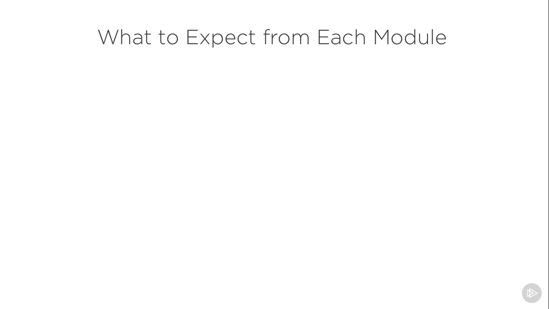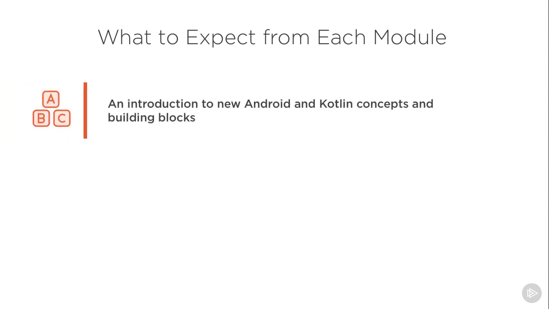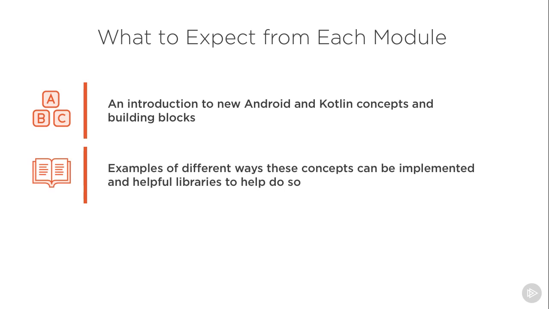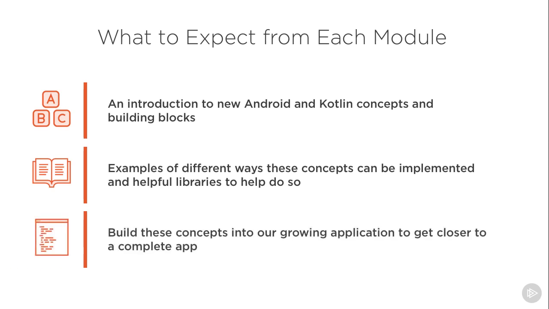So with each of these modules that come together to complete the entire course, you can expect to be introduced to new Android and Kotlin concepts and building blocks that you may or may not be familiar with. We'll then look at examples of how these concepts are implemented and different ways developers have approached these problems, along with helpful libraries from Google, JetBrains, and other third parties to help solve these problems even more easily. Finally, we'll move back to our project and implement these concepts using some of the approaches mentioned before. These ultimately help us get closer to a complete and usable application.